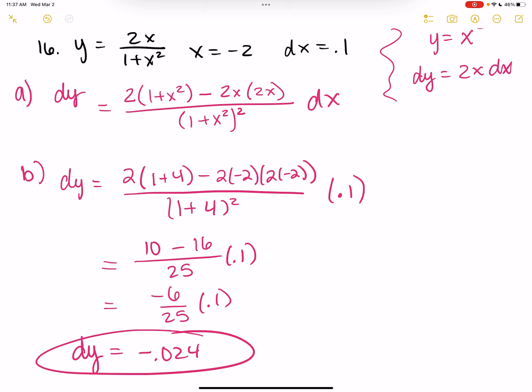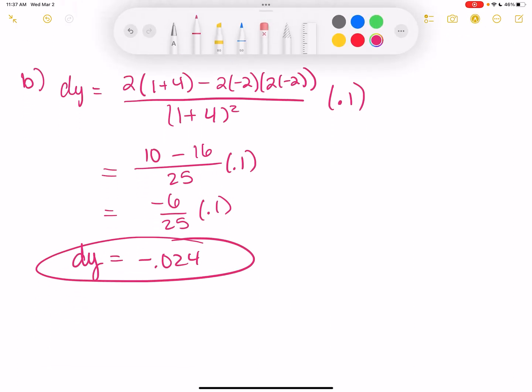Alright, so we're going to look at another one of these, a little bit harder. So number 22. The problem is 2y is equal to x squared minus x times y.